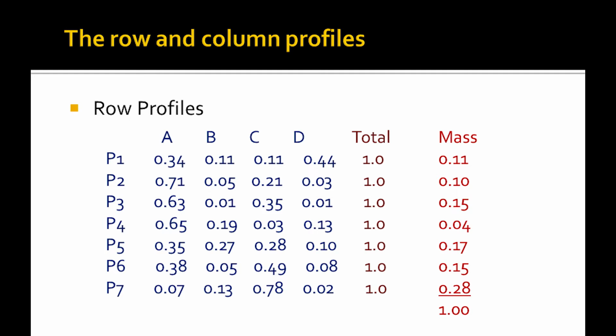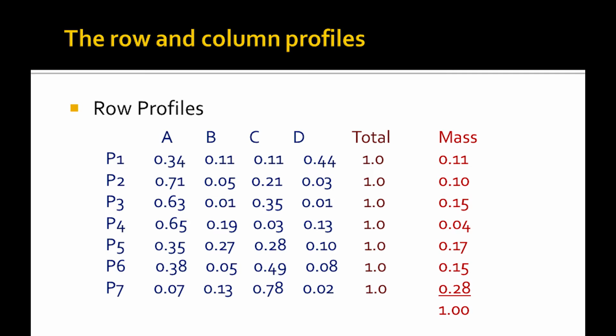So here each row element is divided by the marginal of that row, so that the total marginal comes out to be 1 for each row. For this we see that for pottery 1, 34% have been found in A, 11% in B, 11% in C, and 44% in D. So this gives us a profile as to which site the first type of pottery comes mostly from. It's primarily from D and to a large extent also from A.